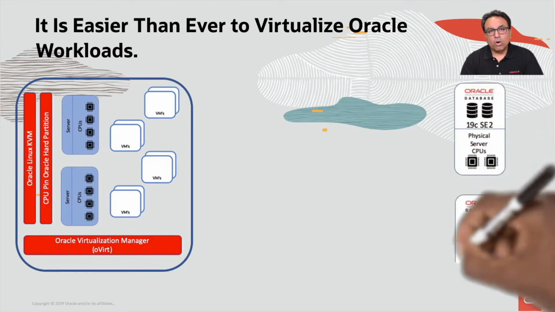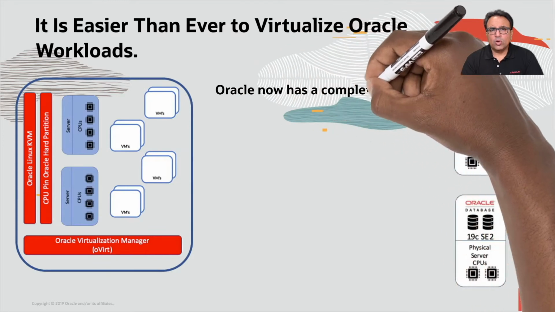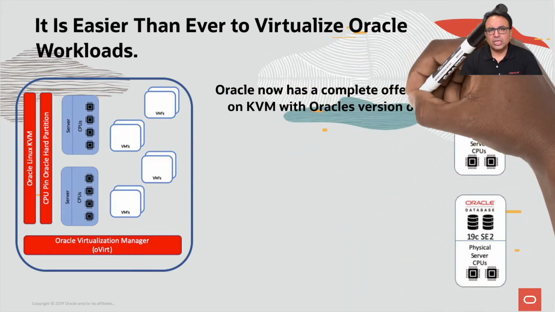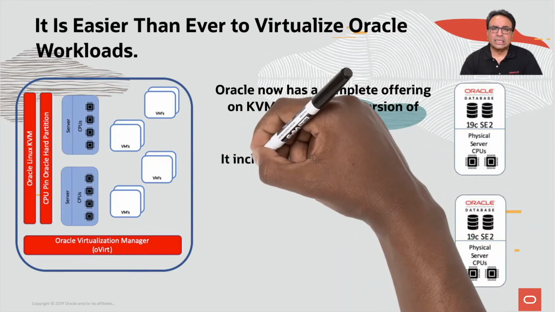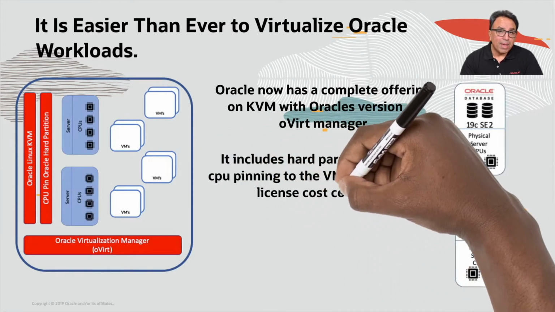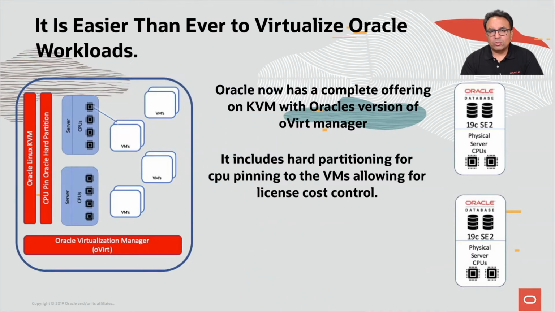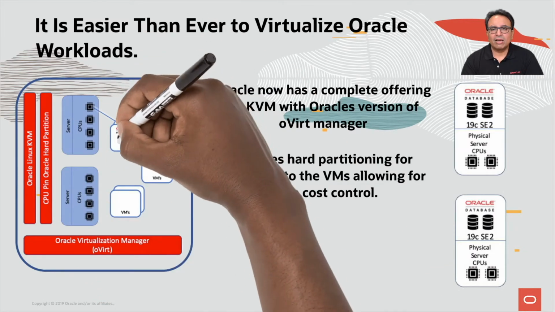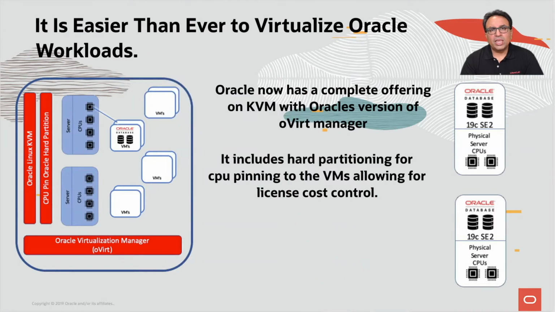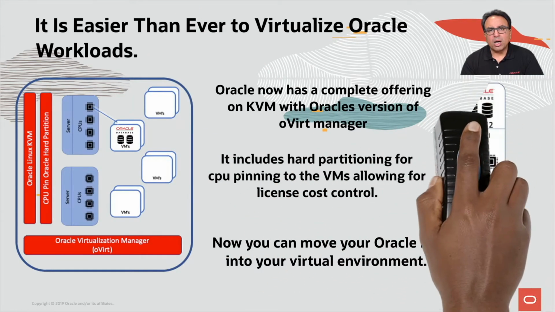Recently, Oracle have stepped up its game in terms of virtualization, and we always had KVM as part of our Oracle Linux software stack, but what we've recently done is added to KVM by implementing something called Oracle Virtualization Manager. What is Oracle Virtualization Manager? It's basically oVirt, which is the same management tool you get with Red Hat Virtualization. But with that, we've done something special. We've added CPU pinning by way of hard partitioning.